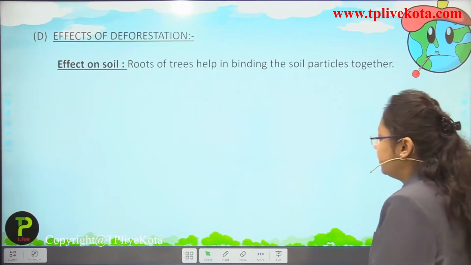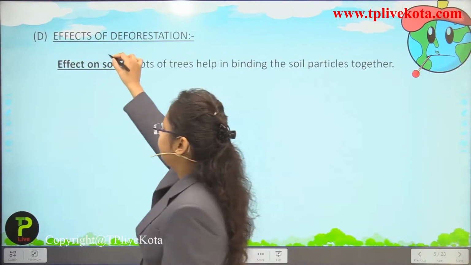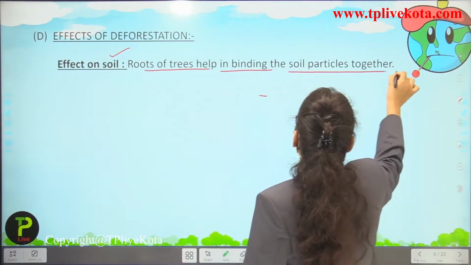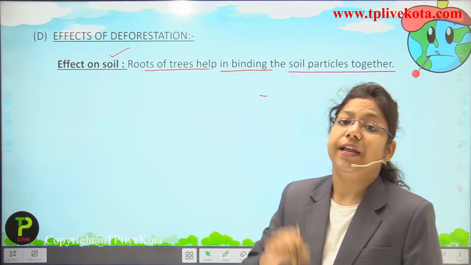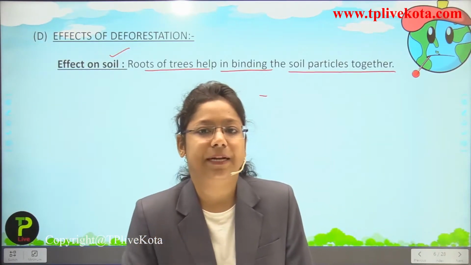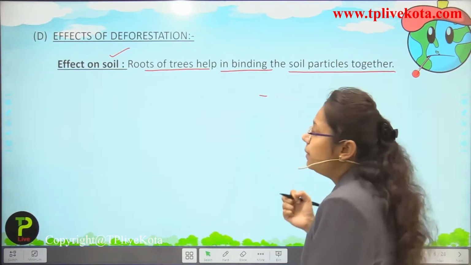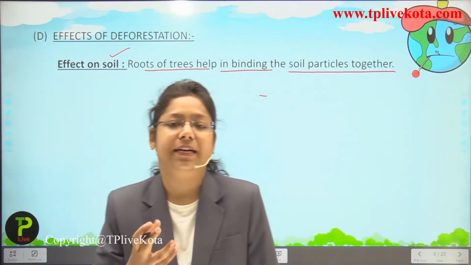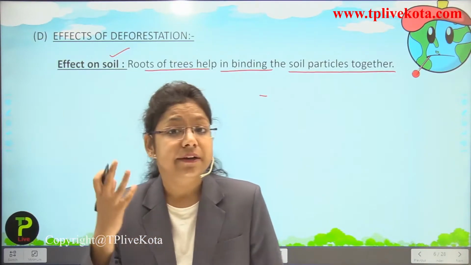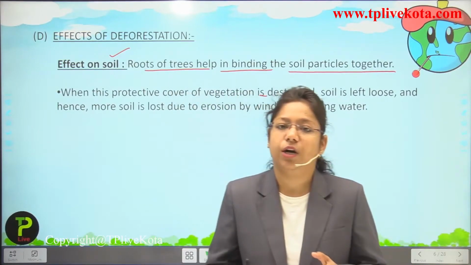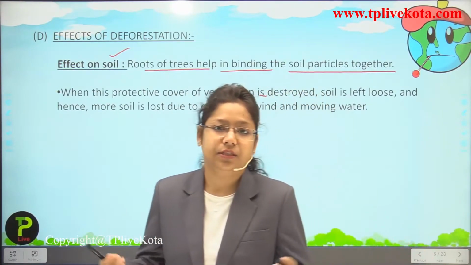First is the effect on soil. What is the effect on soil? Roots of trees help in binding the soil particles together. Now, it is very important. The roots of the trees help in binding the soil particles together. The soil particles are bound together by the roots of the trees. Now, if you are cutting down the trees, what will happen? Who will bind the soil?